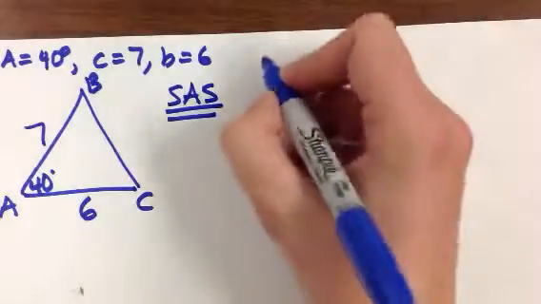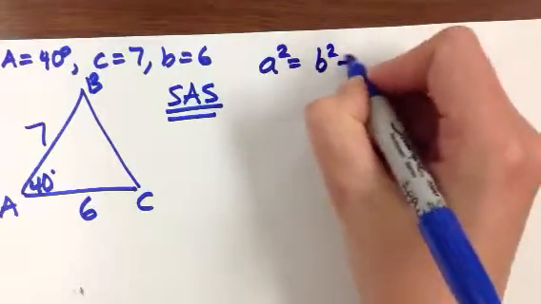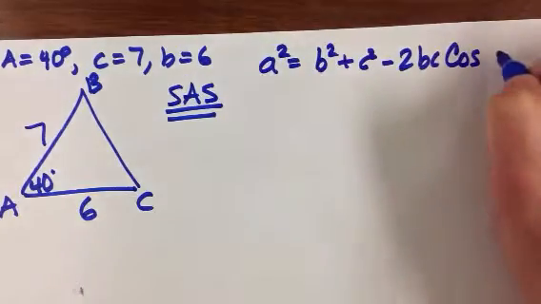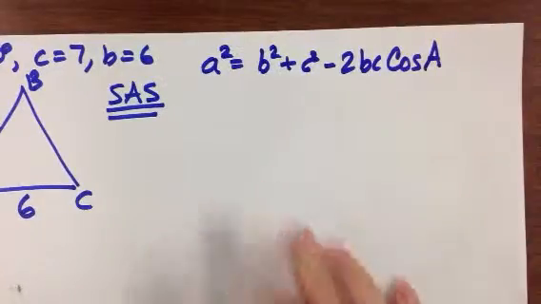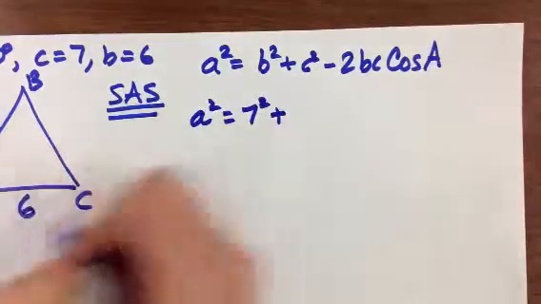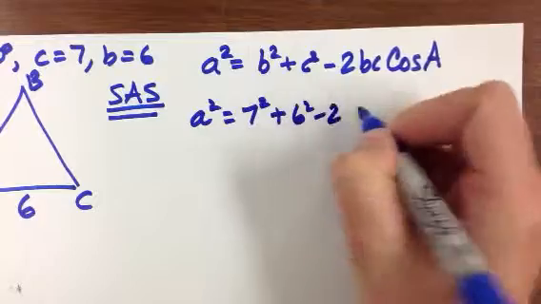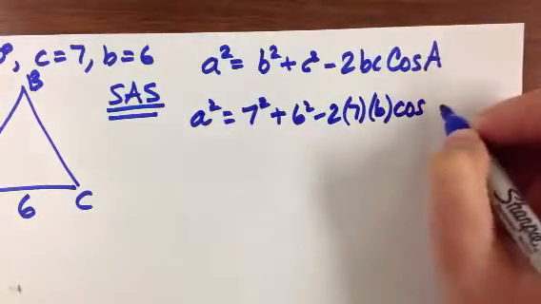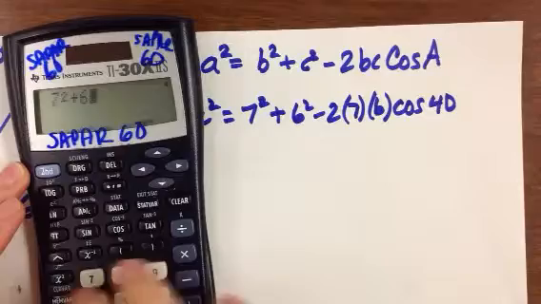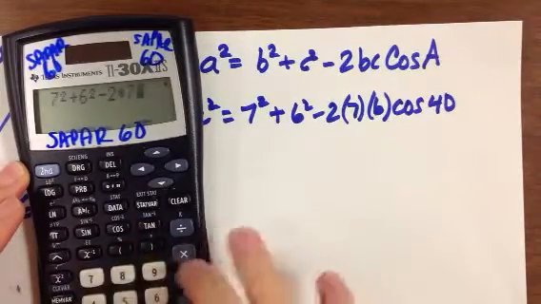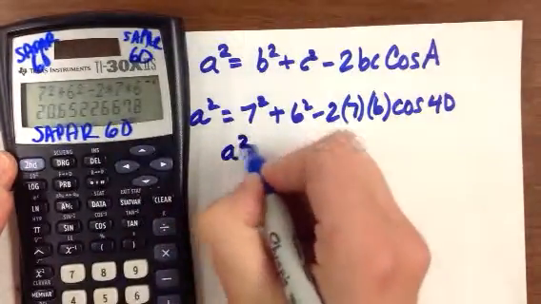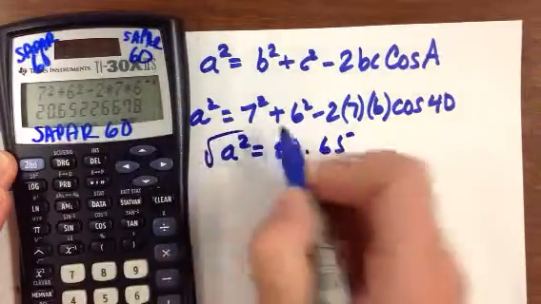So I set this up. If I'm missing A squared, that means I have B squared and C squared, and I'm looking for the length of A, and I have the included angle of A. So if we solve this, I have the two sides, 7 squared plus 6 squared, minus 2 times 7 times 6 times the cosine of the included angle, which was 40. We type all this in, and A squared gives me 20.65, and we square root both sides.